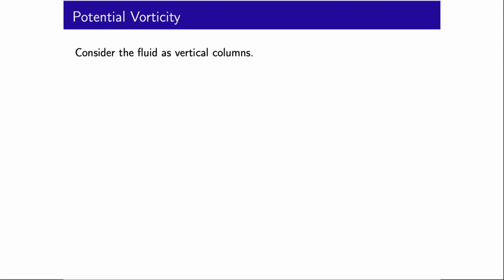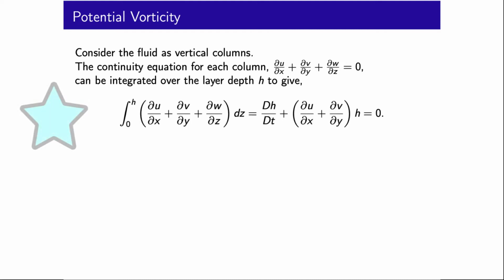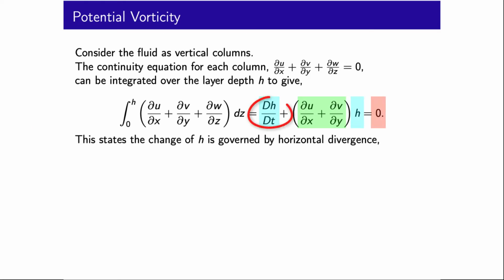Given that we are considering the fluid as vertical spinning columns, the continuity equation of each column can be written as per usual, and we can integrate this over the depth of the fluid h to return the total time derivative of the column depth h plus the horizontal divergence times the depth h is equal to 0. This is saying that in order to change h, the depth of the column, we need a finite horizontal divergence, which is fairly intuitive to understand.